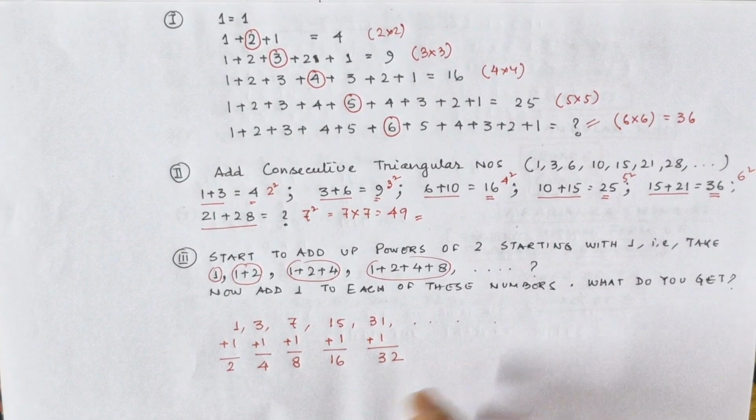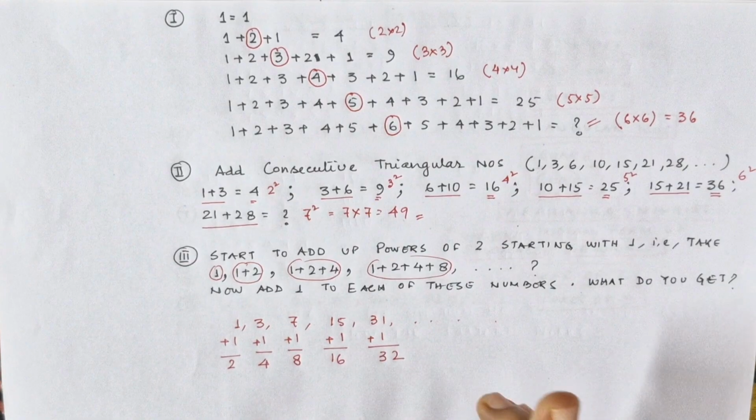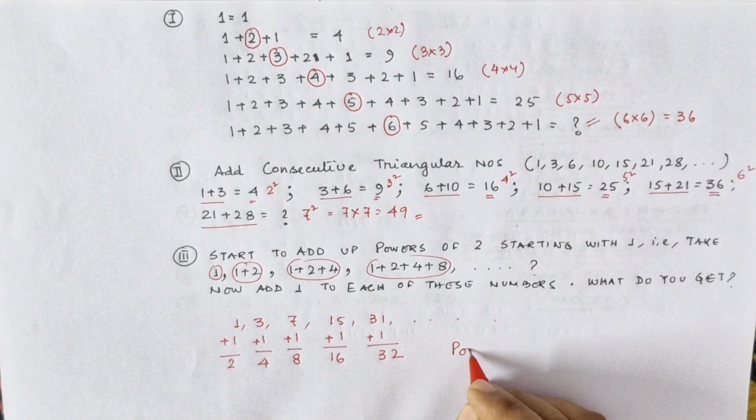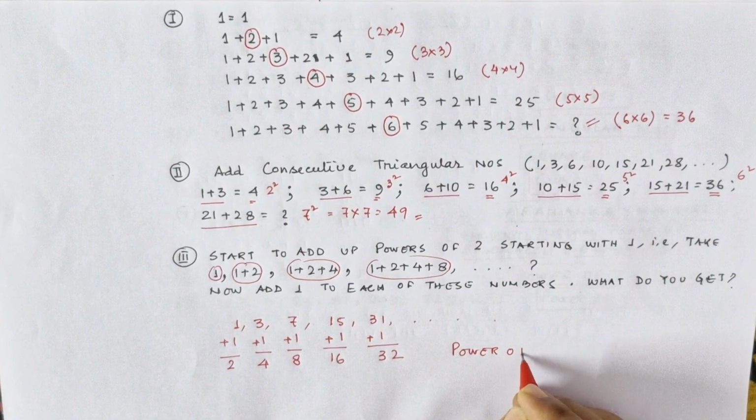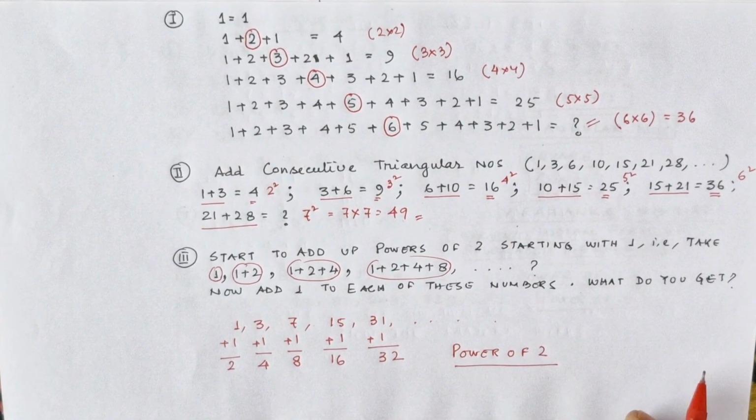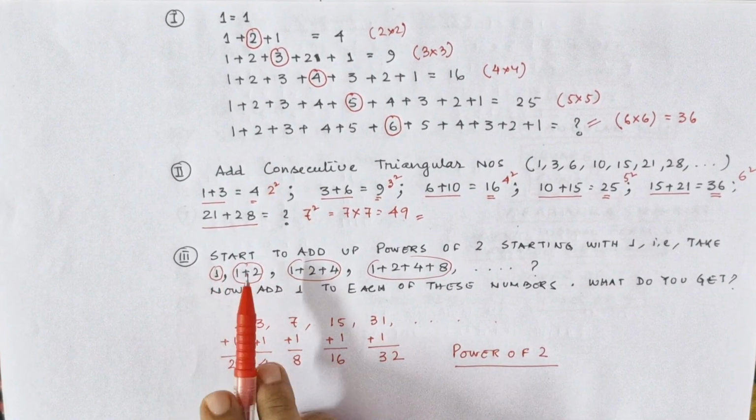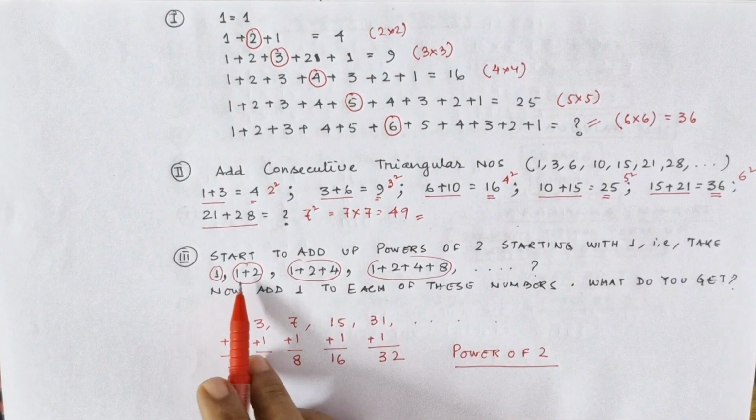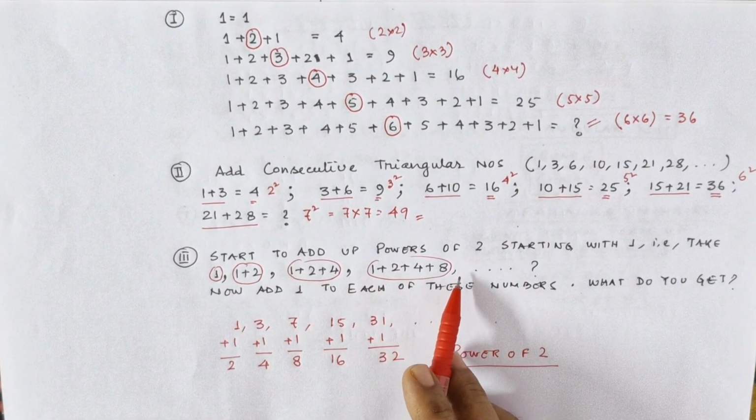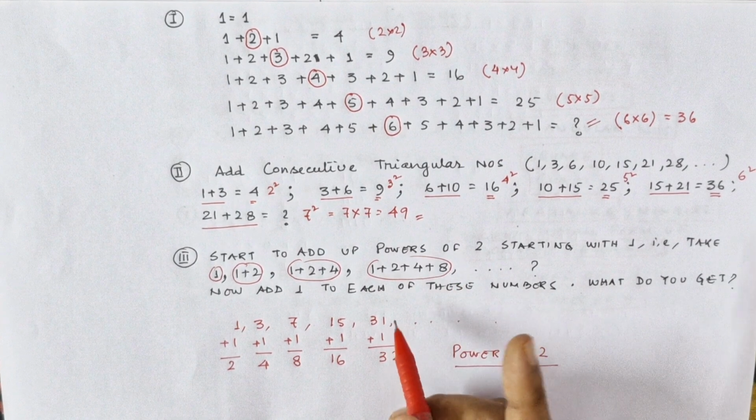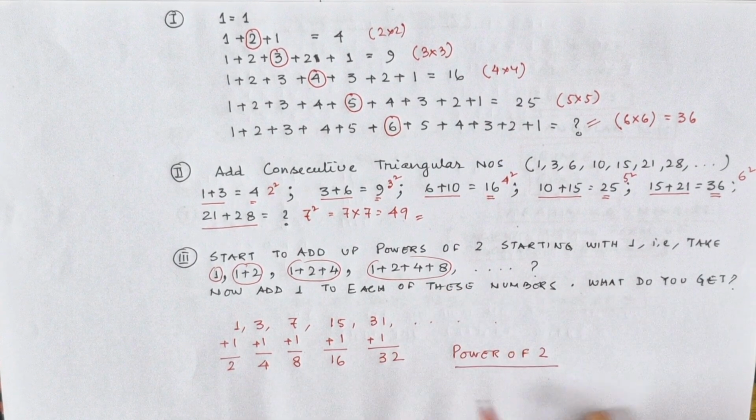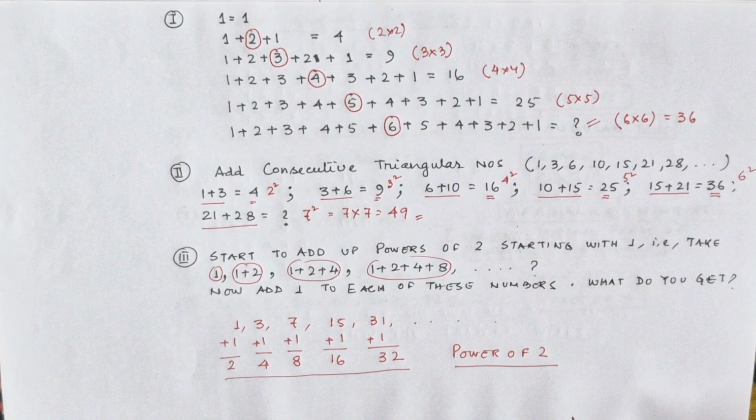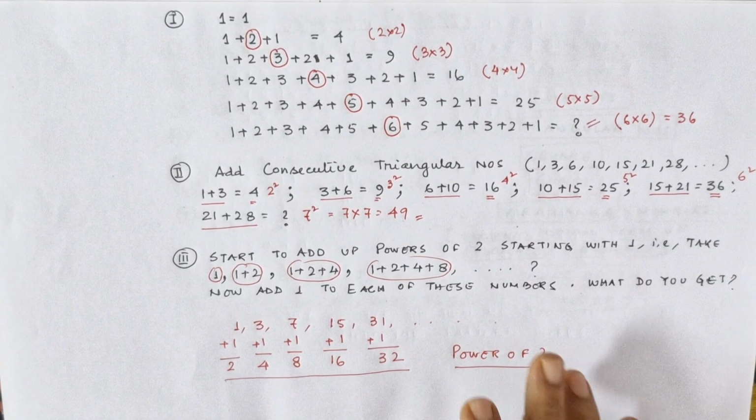Now, can you find a resemblance with any other series that we have just learned? This is nothing but powers of 2. Amazing, isn't it? We are adding up the consecutive powers of 2: 1, 1 plus 2, 1 plus 2 plus 4, 1 plus 2 plus 4 plus 8. Then with the result, we are just adding 1, and this beautiful sequence pops up. Got it? It's wonderful, isn't it?